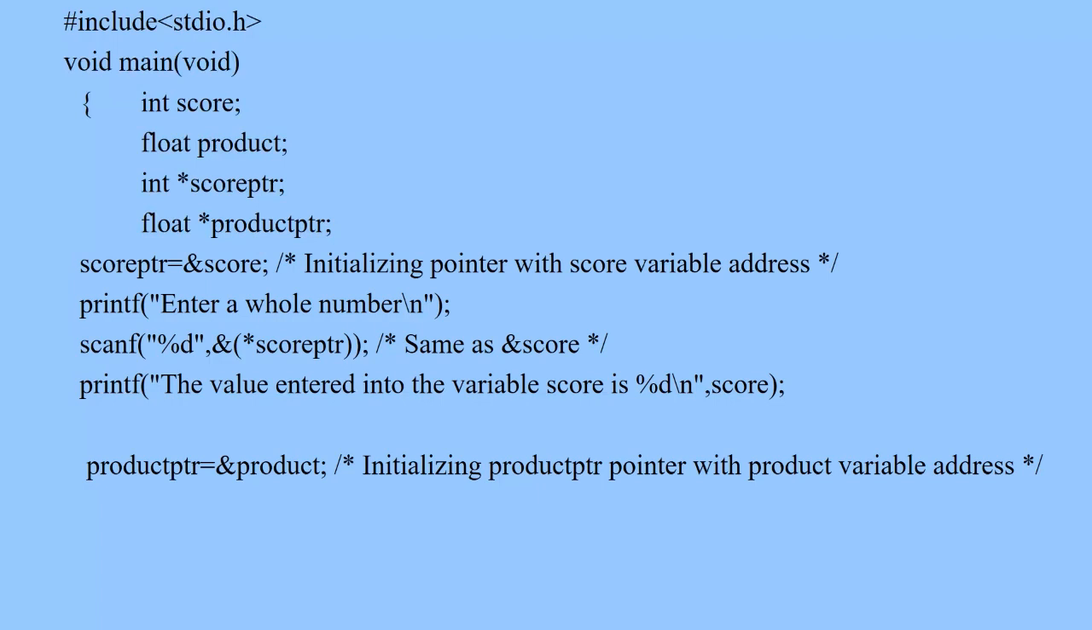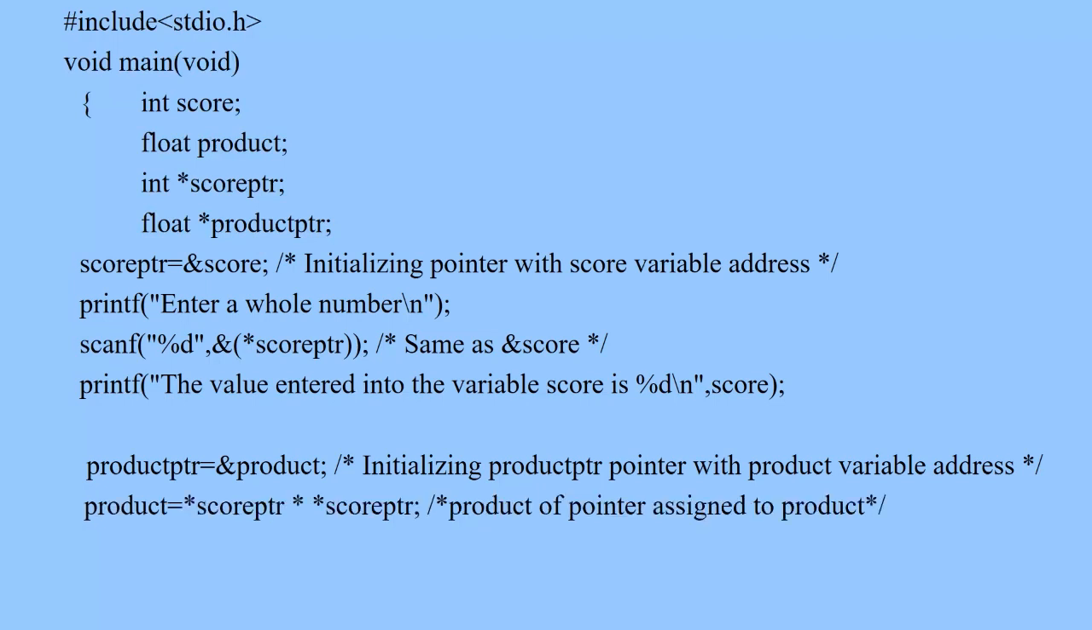This is how we make pointers point to whichever variable we want, as long as those variables are of the same type as the pointer. Then this statement simply means that the product pointer is being assigned to product.